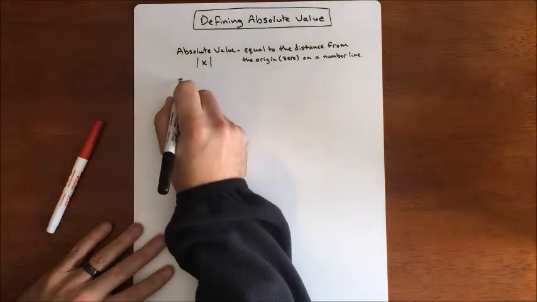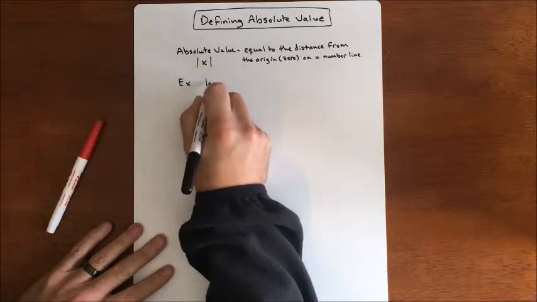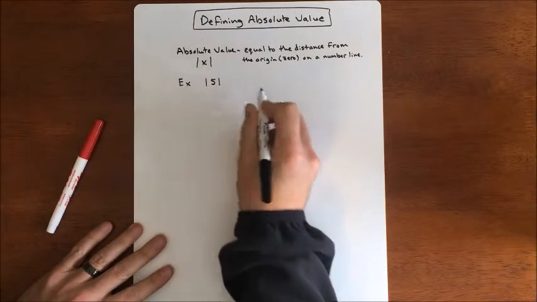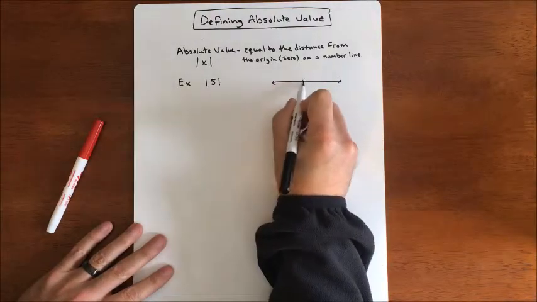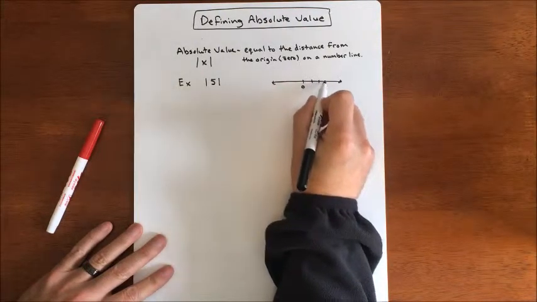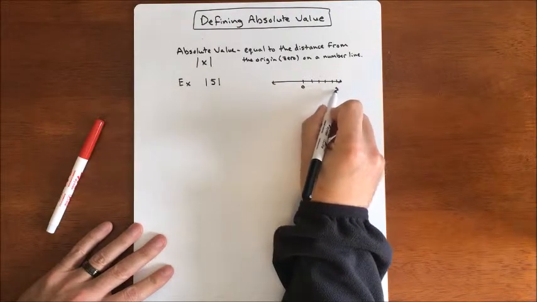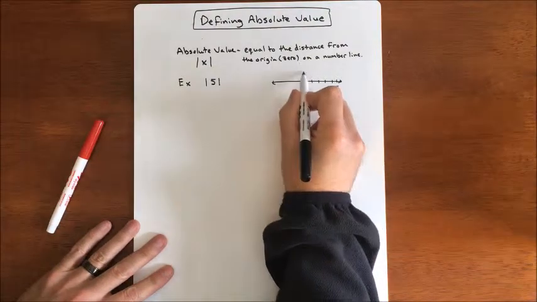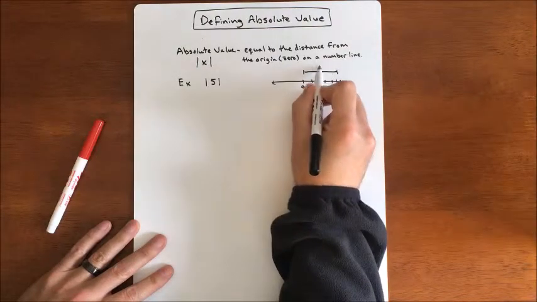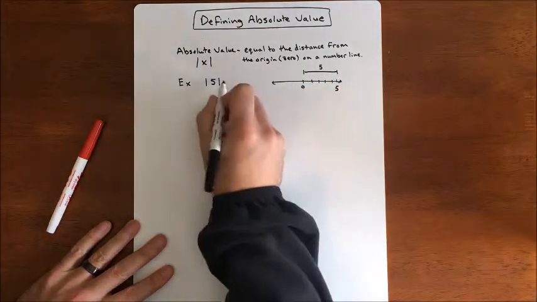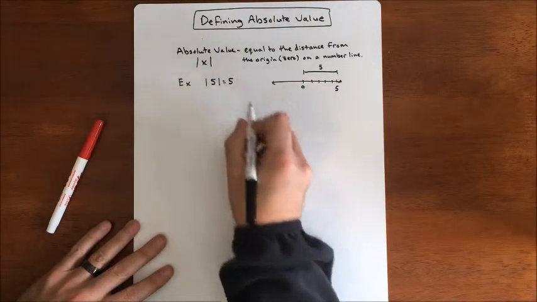So, for example, what is the absolute value of 5? So let's look at it as a number line. So 0, 1, 2, 3, 4, 5. So if that's 5, and we're talking about what is the distance from here to here, that distance is 5. So the absolute value is 5.